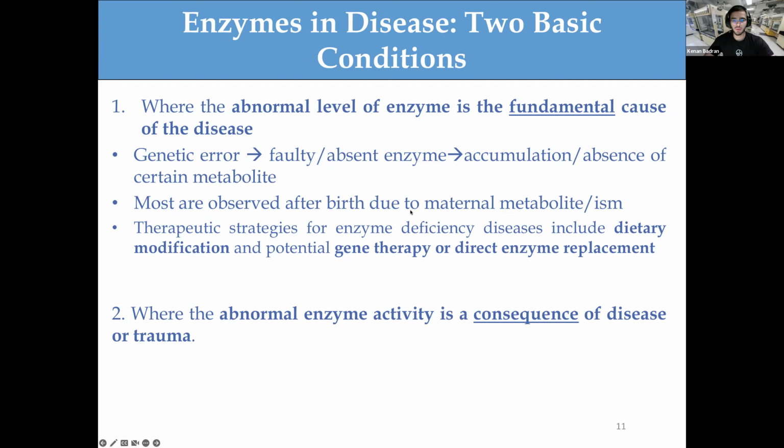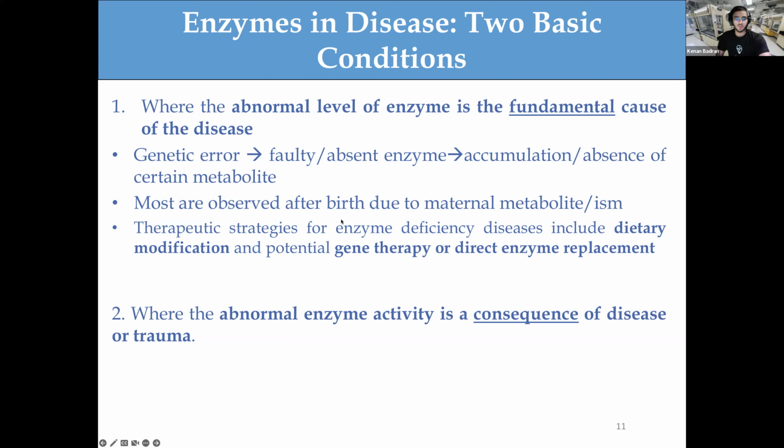Most are observed after birth due to maternal metabolites or metabolism. What does this mean? It's basically why, for example, during prenatal tests, while the woman is still pregnant and you take samples of the amniotic fluid, you don't detect this. Because the maternal blood, through the exchange with the placenta, is providing whatever is needed, whether to remove certain metabolites or to provide them. So the placenta is providing what the fetus needs to develop accordingly. But on its own, the fetus is insufficient, which is why you will detect it after birth.